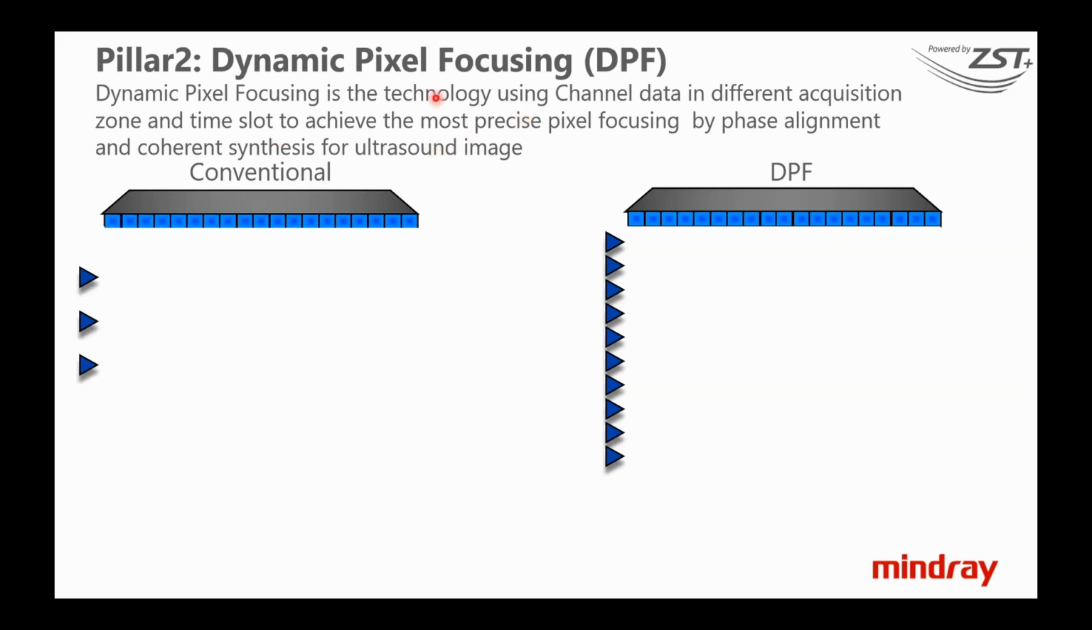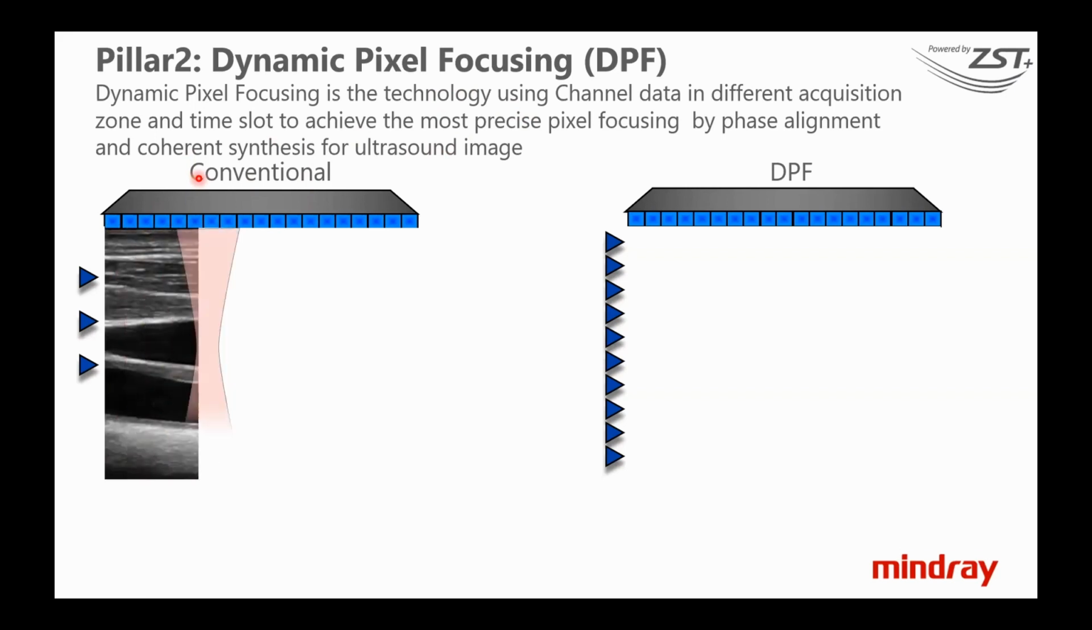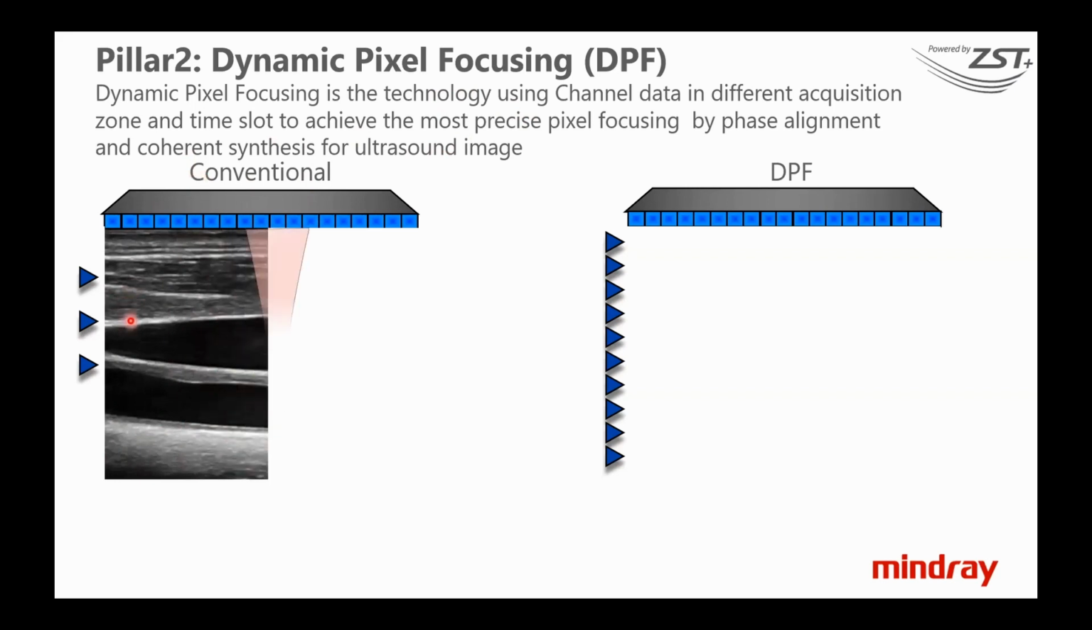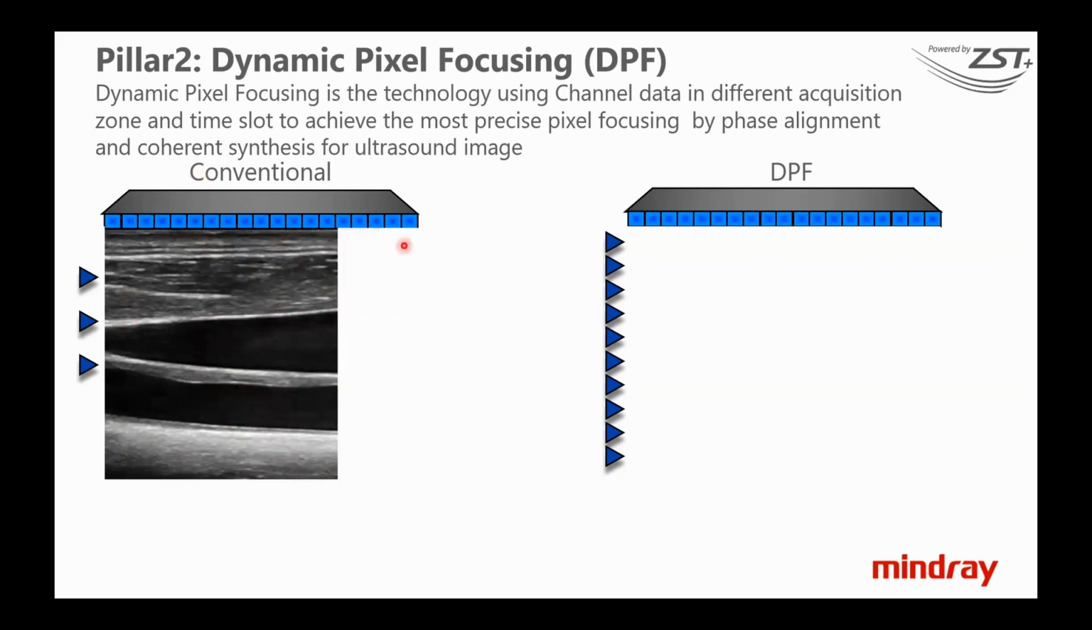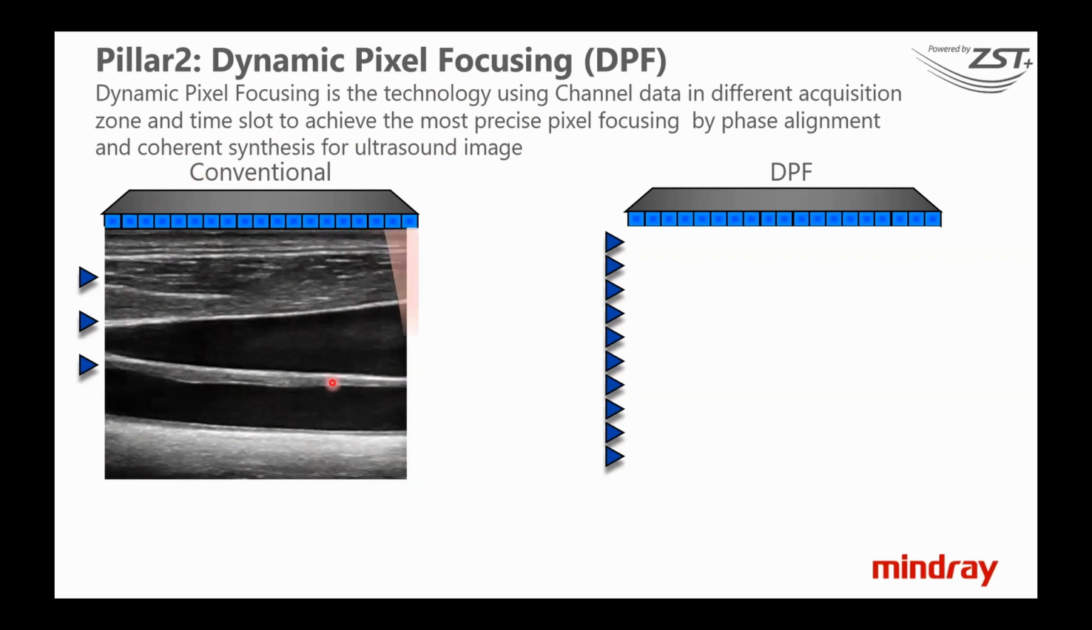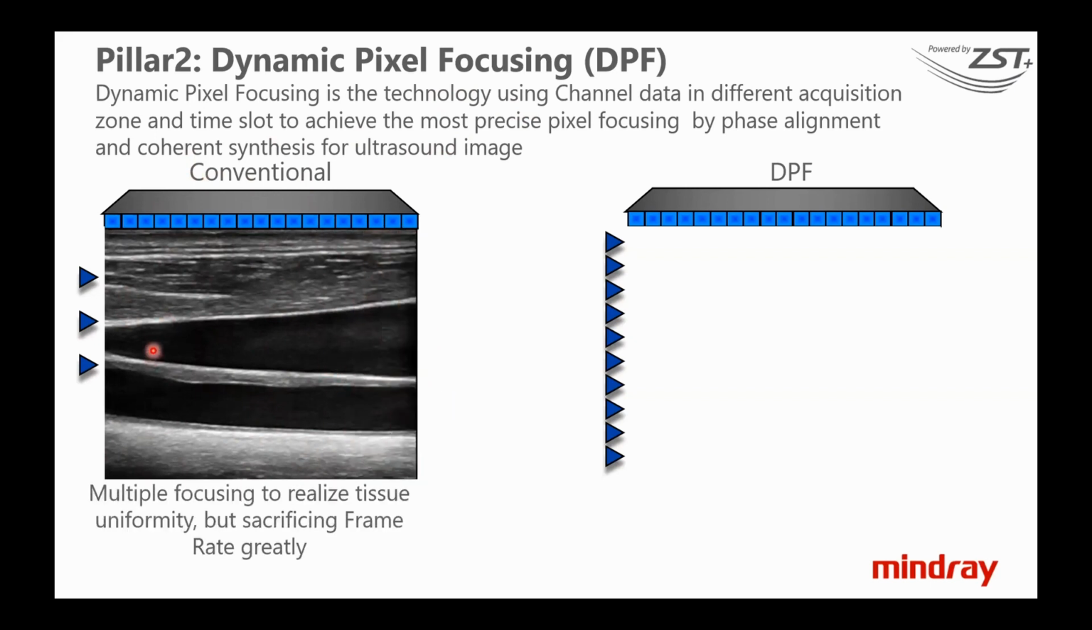What does it mean by dynamic pixel focusing? Let's explain it. You can see the left side, which is conventional. For conventional, how does it start? It starts like this. You can see one, or two to three points at maximum, in order for the ultrasound imaging to start making the image. So multiple focusing realizes tissue uniformity, but reduces the frame rate generally.